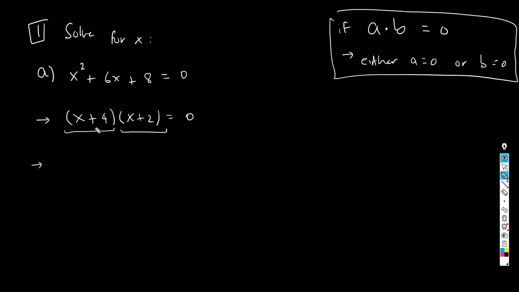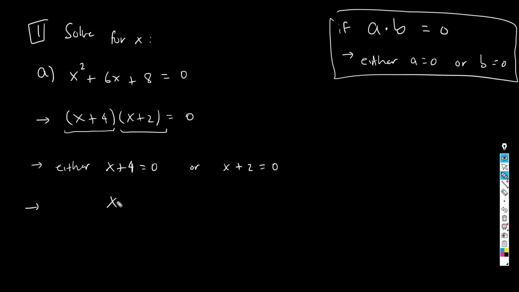In this case, what is my a, so to speak? This is your a, and this is your b. So if I know that this number times this number is 0, then that means that either x plus 4 is 0 or x plus 2 is 0. I'm just applying this fact. And once I write down these two independent equations, I can just solve this equation and this equation independently, one from the other.